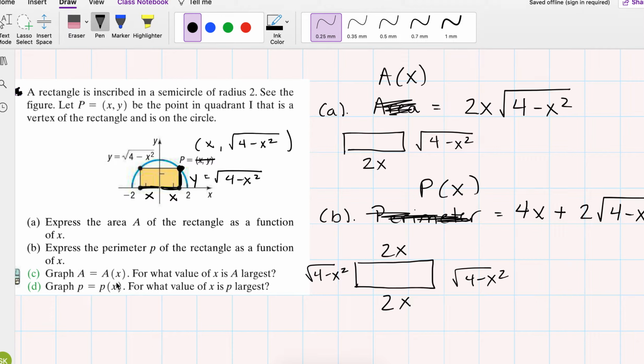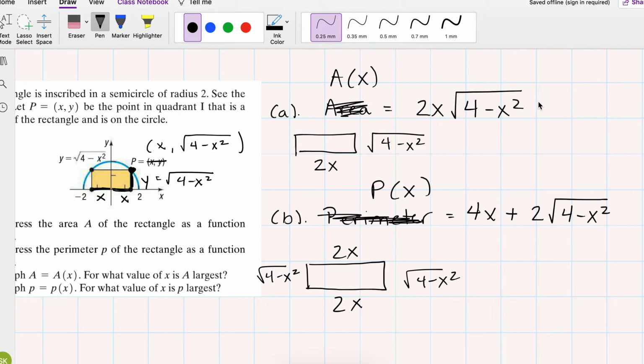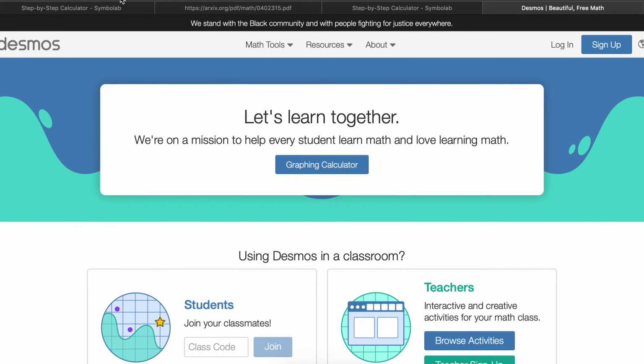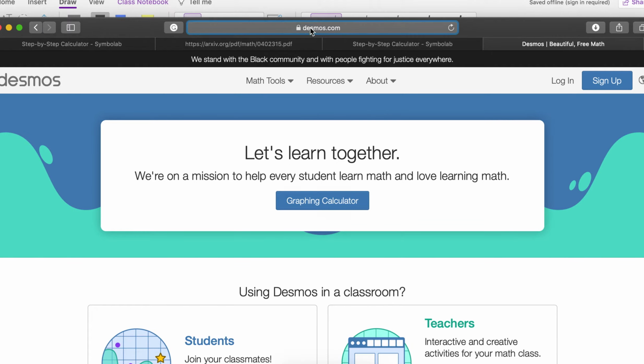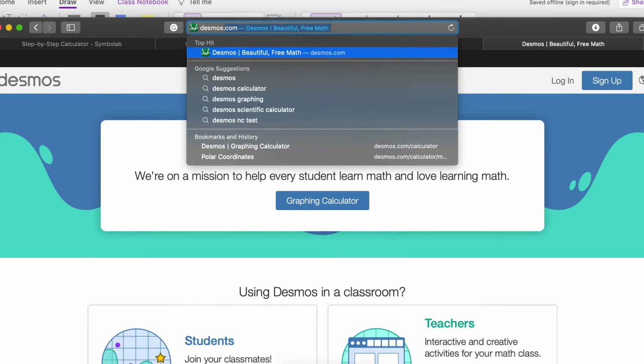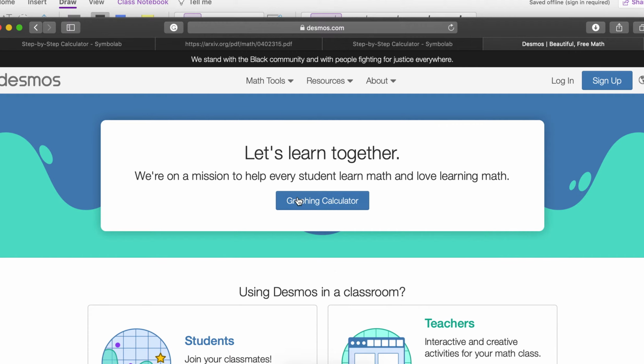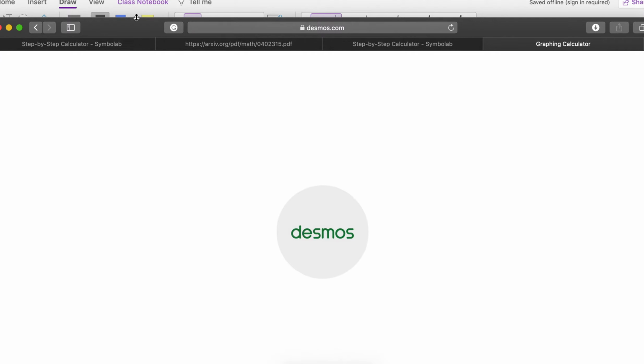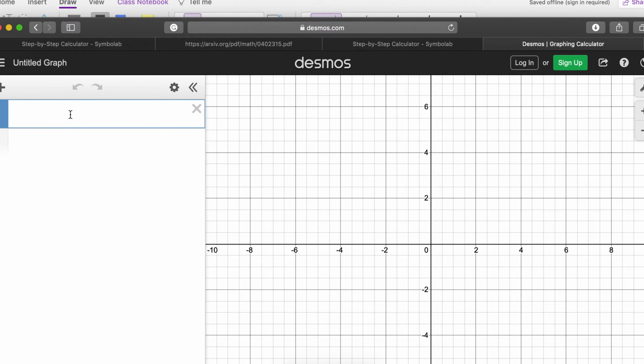Now let's graph these two functions and find the value of x that we're plugging into this equation that gives us the largest area and the largest perimeter. So let's start with this one, 2x square root 4 minus x squared. I like to go to desmos.com, and then just hit graphing calculator, and I'm going to put in my formula.